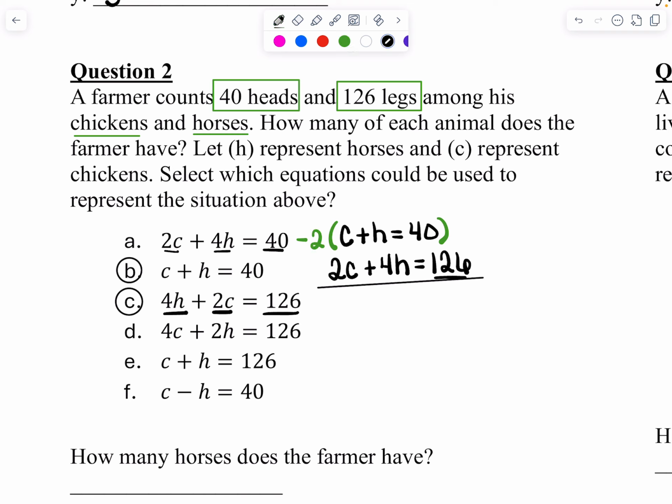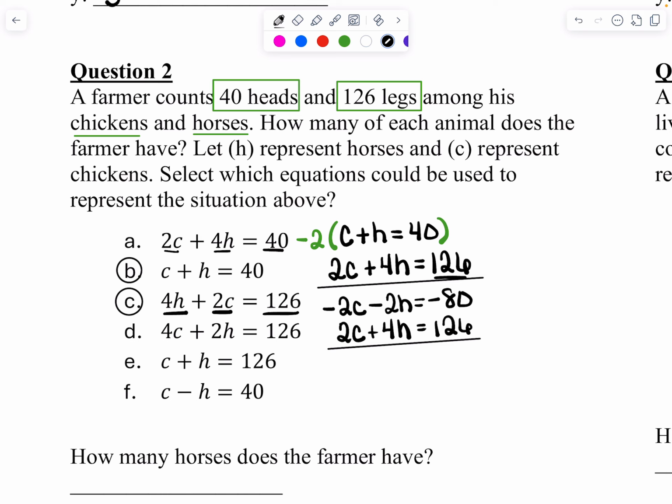So -2 times C gives me -2C. -2 times positive H is -2H. And -2 times 40 is -80. Now I'm still combining it, so I need equation A and equation B. But equation B is already the inverse. So I just need to rewrite it. That doesn't take me but just a few seconds to rewrite it. Okay, now let's go ahead and combine these two.